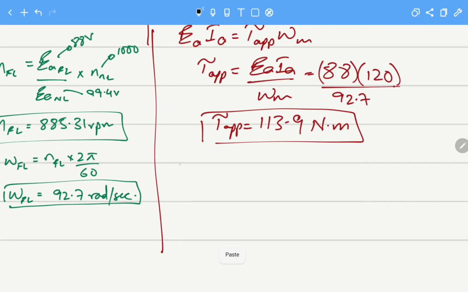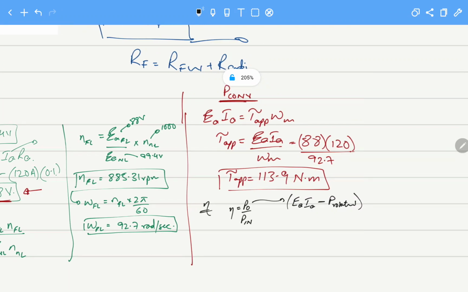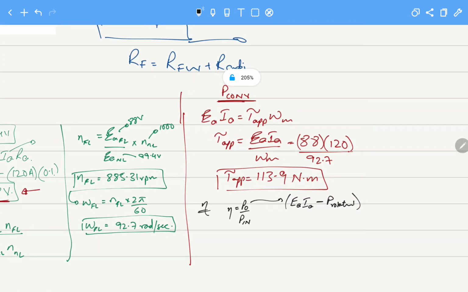Now, for the efficiency, we know that efficiency equals P out over P in. Now P out is actually the voltage that was induced in the rotor, which was later converted to mechanical power, minus P rotational losses. If we can subtract these losses, we can calculate P output.